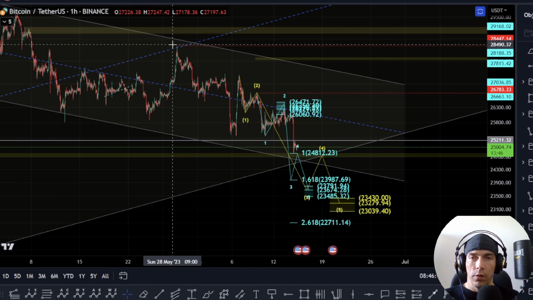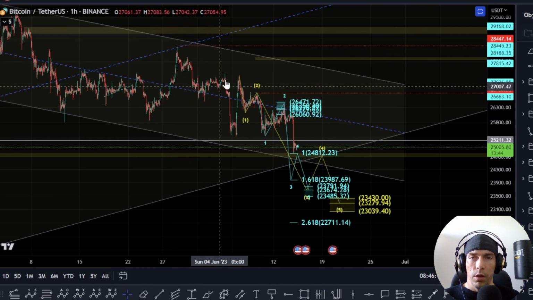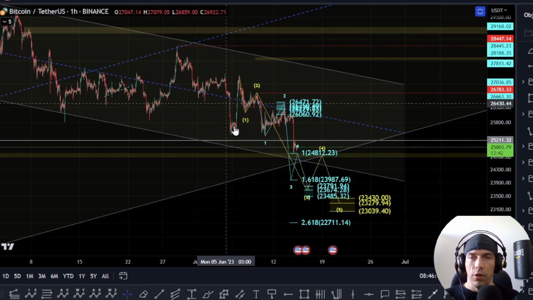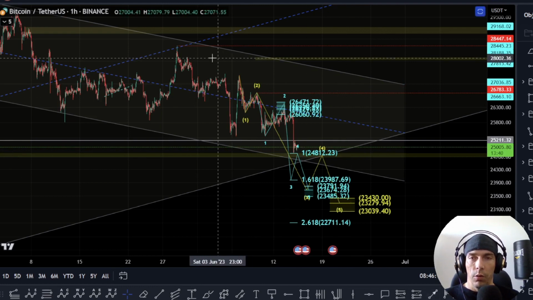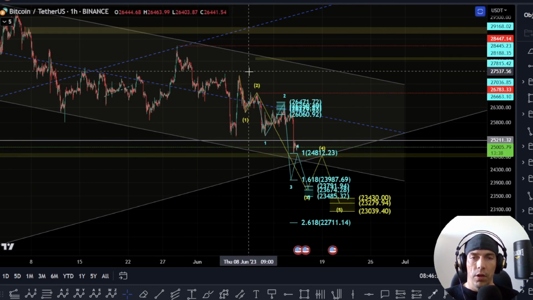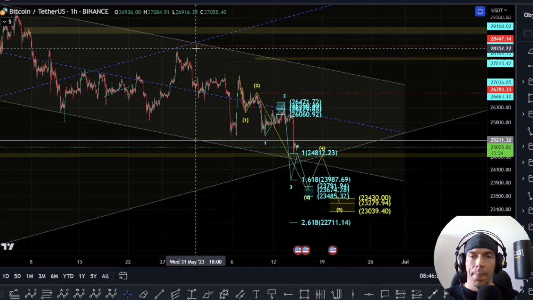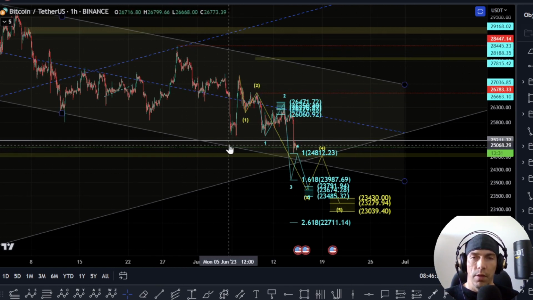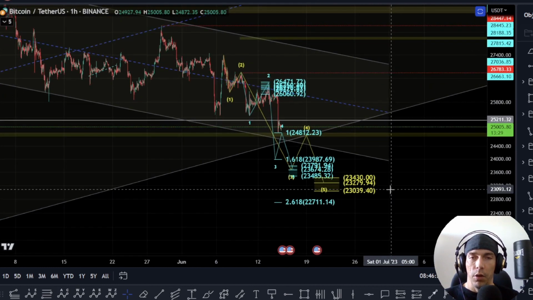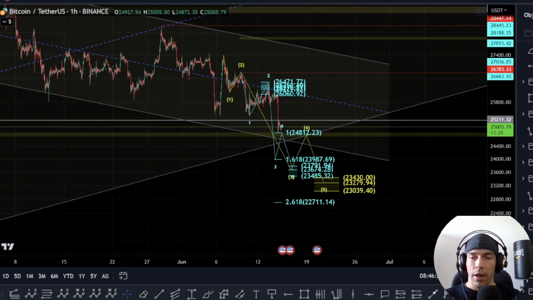Even if you want to count this as 1, 2, 3, 4, and 5 with an extension in the 5th wave, it would still mean that within this structure here, we'd still have an additional 4th and a 5th lower down here. So this would be key. If we do start to break down here, it could mean that we're actually extending out in a bigger way.